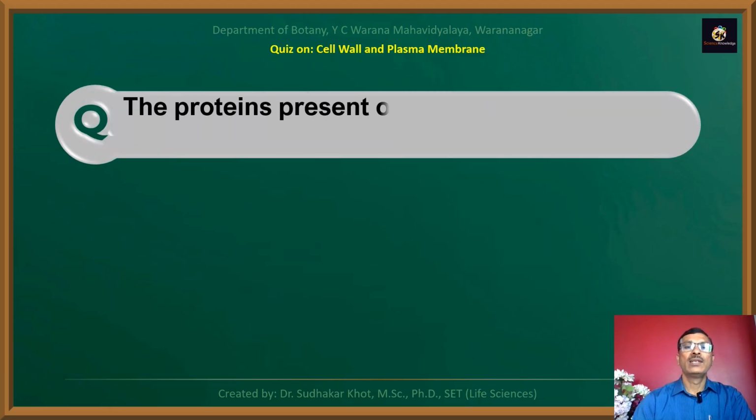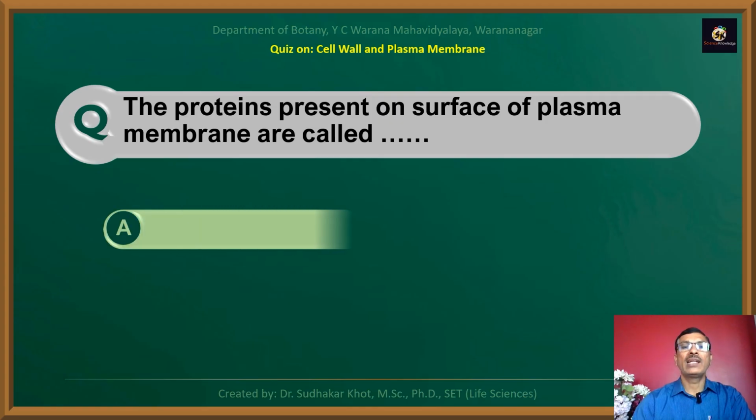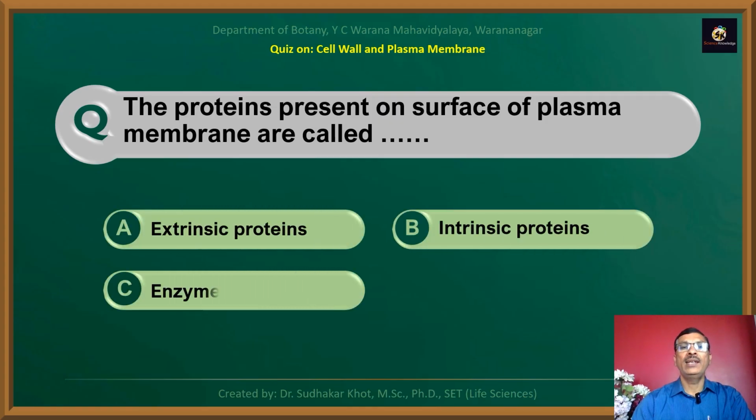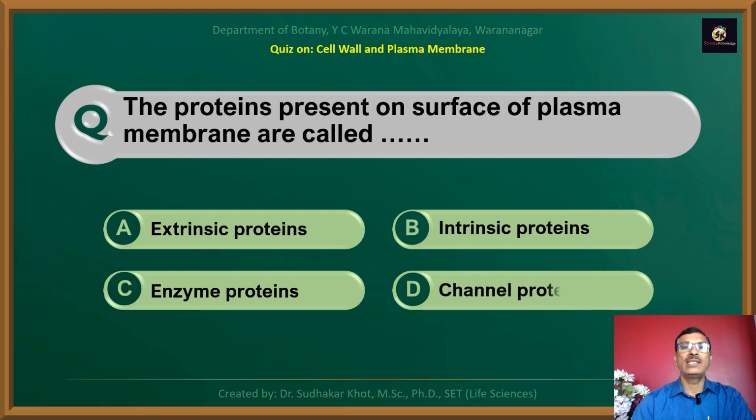Next question, the proteins present on the surface of plasma membrane are called A. Extrinsic proteins, B. Intrinsic proteins, C. Enzyme proteins, and D. Channel proteins. Name the proteins present on the surface of plasma membrane. They are called as extrinsic proteins. The intrinsic proteins are submerged in the lipid bilayer.